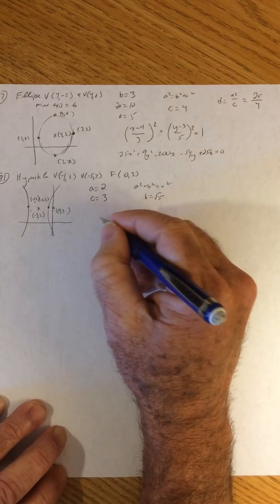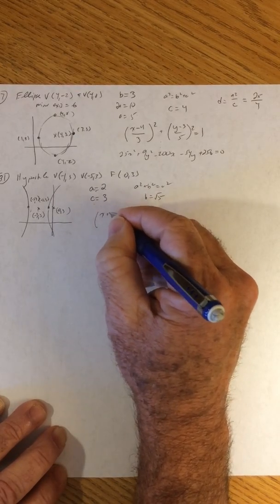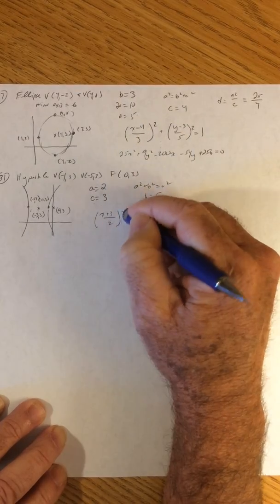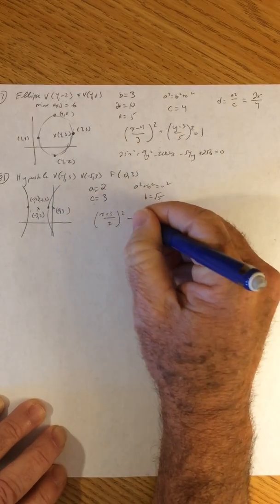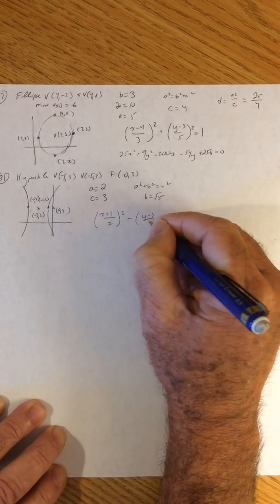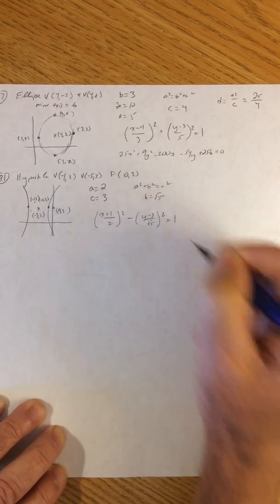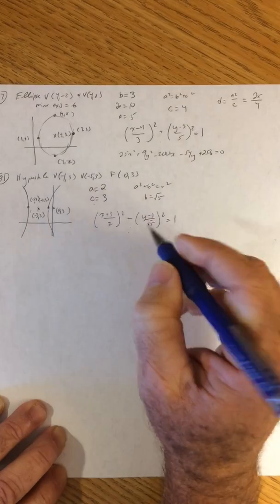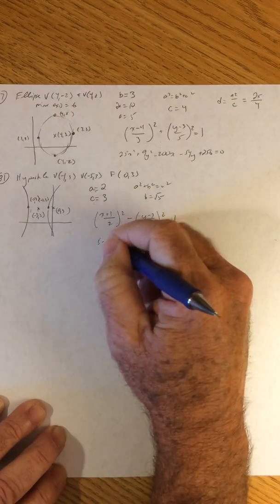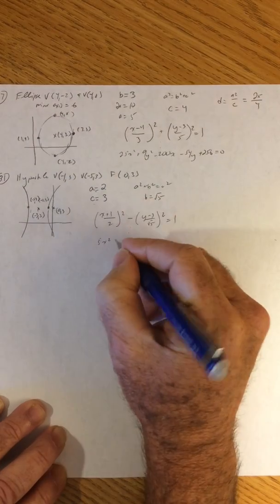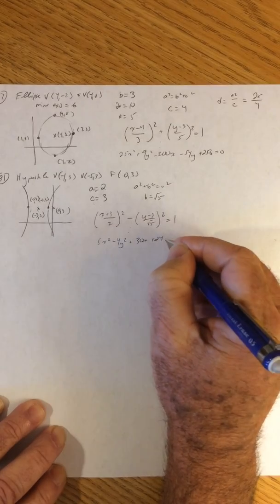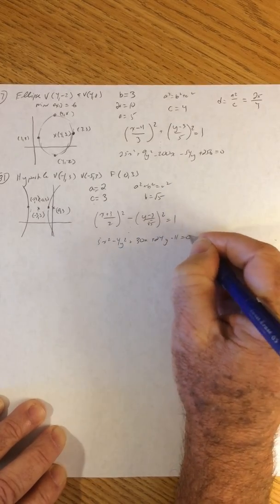All right, and then we can write the equation. x plus 3 over 2 squared, minus, this is the positive term because it opens side to side, y minus 3 over the square root of 5 squared is equal to 1. And again, exercise left to the student. 5x squared minus 4y squared plus 30x plus 24y minus 11 is equal to 0.